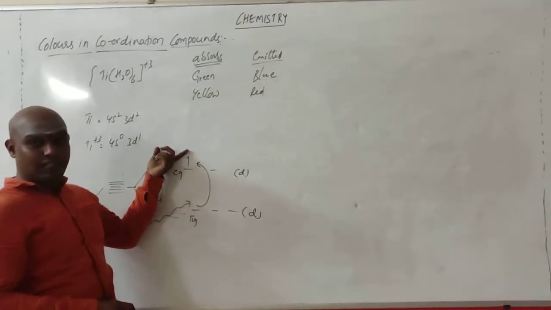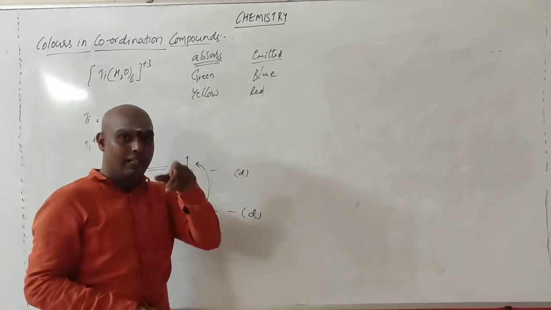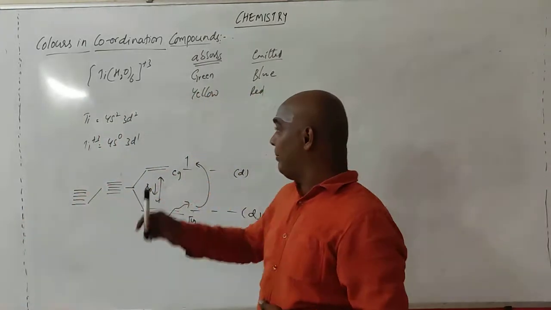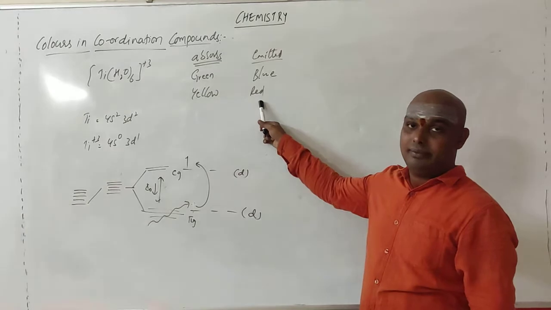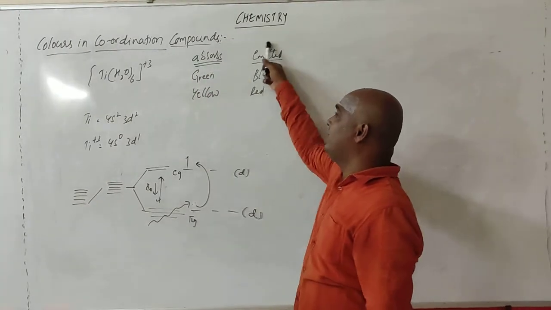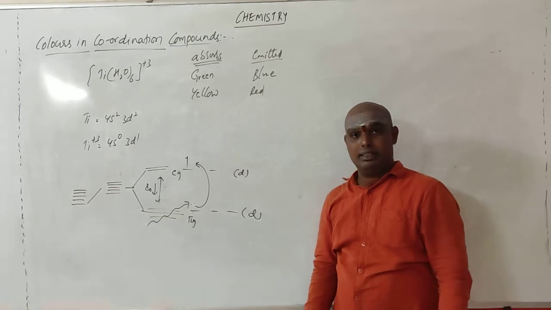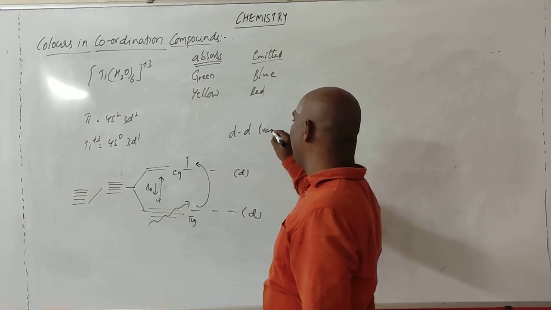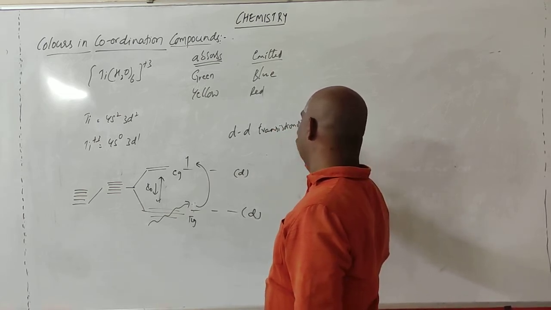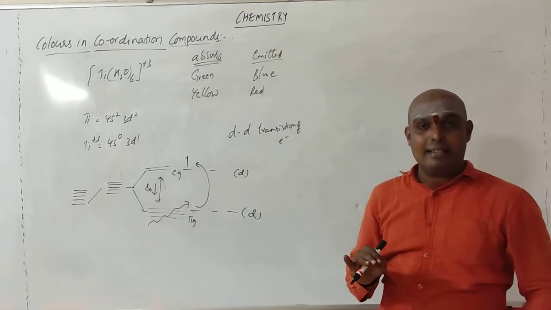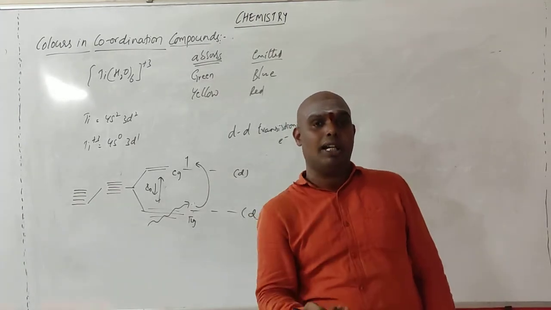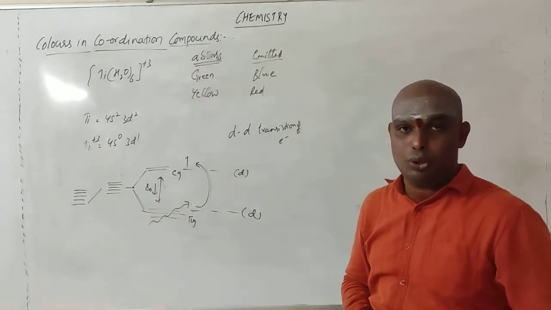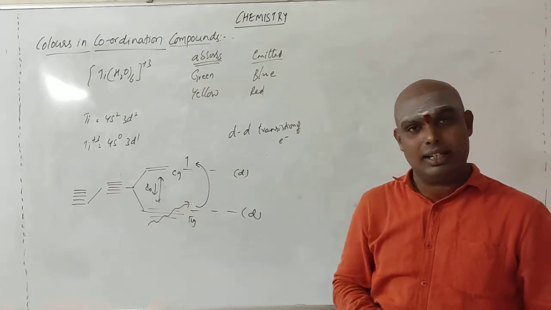Whenever it has shifted, it will liberate some sort of energy. So that radiation will be in the blue or red color range. If it absorbs this color, it will be emitting this color. Right? So what is happening? From d orbital to d orbital, transition of electrons is taking place. This transition of an electron from one d orbital to the other d orbital is called the d-d transition. The color of the complex in coordination compounds is due to the d-d transition of electrons.